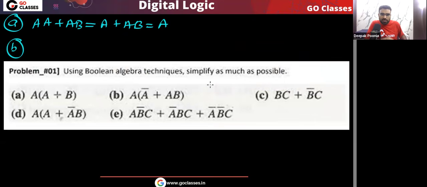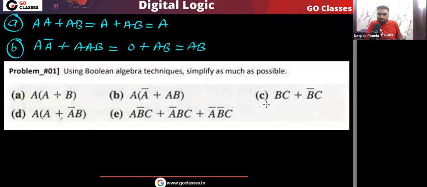Let's solve the question, option B. That will be A bar, that will be 0, and AAB, that will be same as AB. Yes or no? So remember, in option B, it will be something like this, A bar A or AAB. Now you know that A bar A, that is 0, AA, that is A. So finally 0 or AB, that is equal to AB. Let's see option C. For option C, you can take C out. If I take C out, I will get B or B bar inside. What is B or B bar? That is 1. C and 1, that is equal to C. So this is the answer for option C.